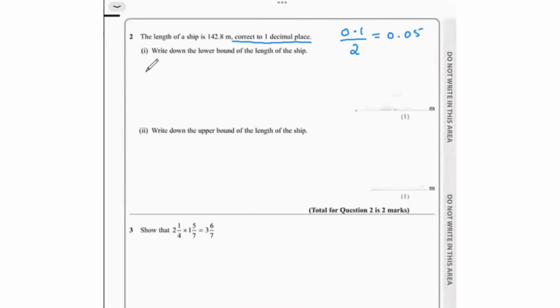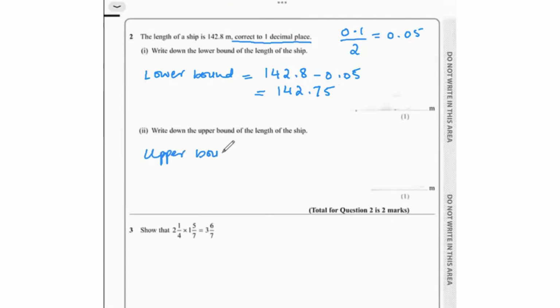To find the lower bound, what we do is we subtract this from the given value. So 142.8 minus 0.05 gives us 142.75. Now to find the upper bound, what you will do is the opposite. You will add it to 142.8. So that's going to give us 142.85.